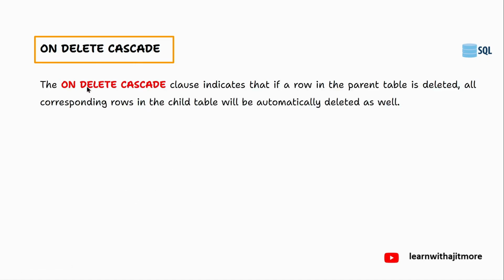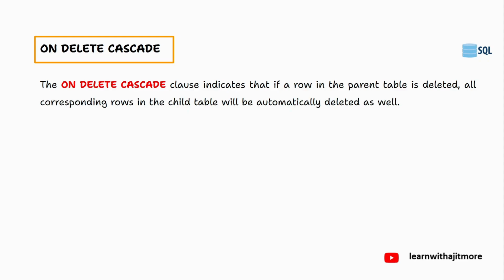On delete cascade, I have already told you. When we give on delete cascade, if the parent is deleted, then it will automatically delete the child records which are referring to that parent record value. Correct? The on delete cascade clause indicates that if a row in a parent is deleted, all the corresponding rows in the child will also get automatically deleted. Which child records? Those child records which are referring to the parent value.